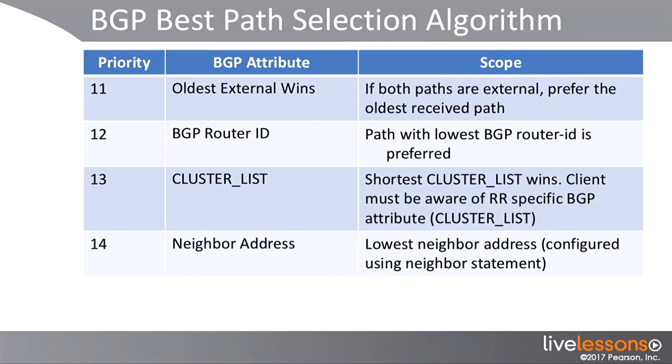Neighbor address. If all the criteria from 1 to 13 are matching, then the only tiebreaker criterion would be based on which neighbor has the lowest neighbor address configured in the neighbor statement. That path is selected as the best path.